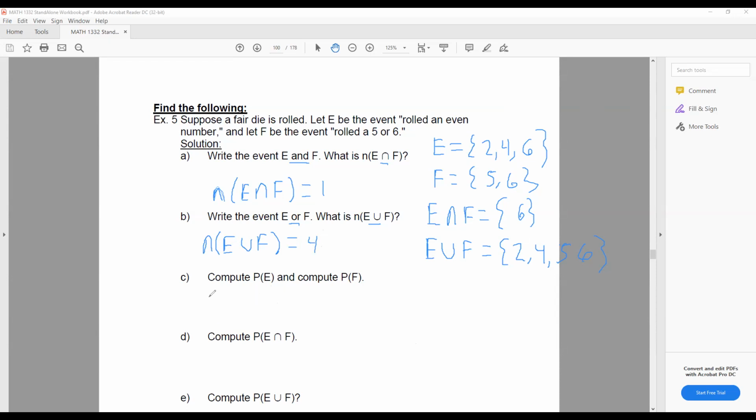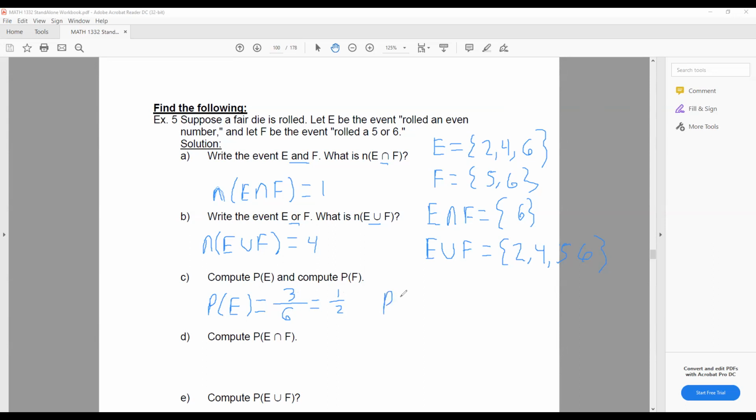So what's the probability of E happening? In other words, what is the probability of getting an even number when you roll a 6-sided die? 50%. It's going to be 50% because we got 3 elements in E out of 6 total possibilities, right? Which is 1/2. No big deal, right?